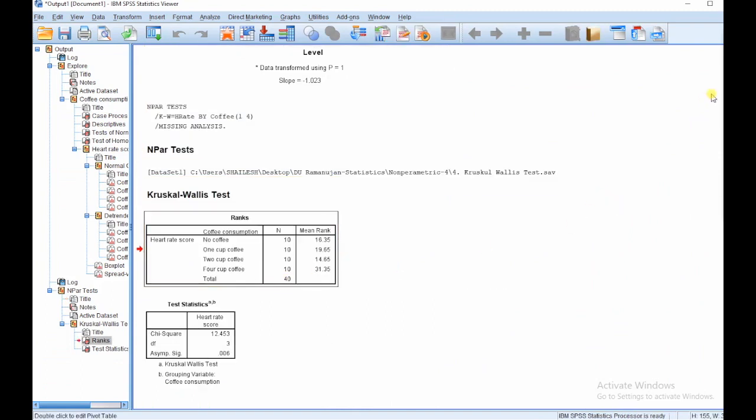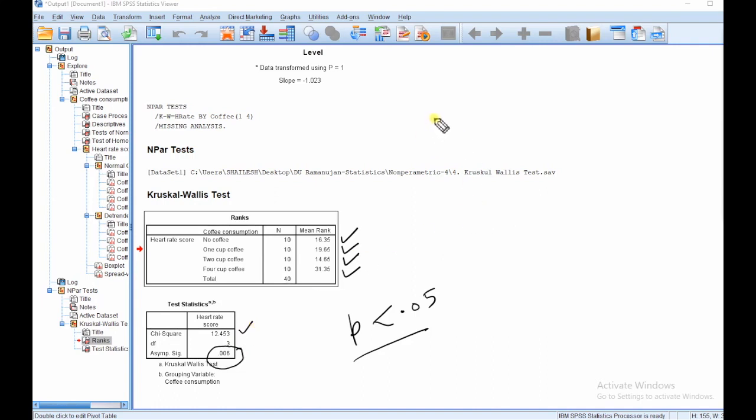So this is my result. What does it say? In this result you can see the mean rank for no coffee, the mean rank of 1 cup of coffee, 2 cups of coffee and 4 cups of coffee. And what is the p value? Here the p value is less than 0.05. It means coffee consumption increases the heart rate score. And this is the chi-square value.